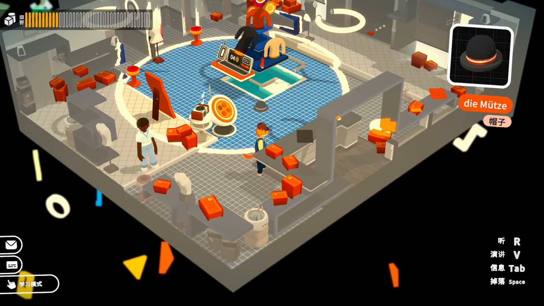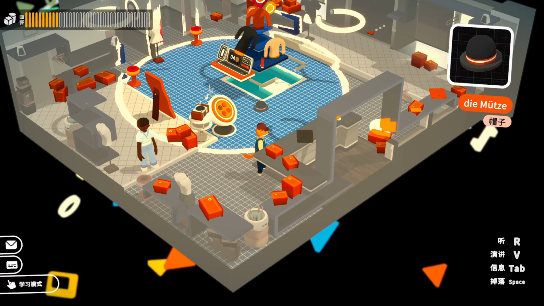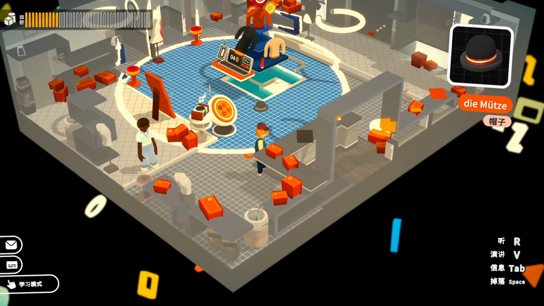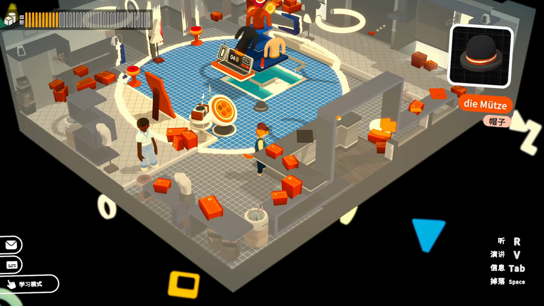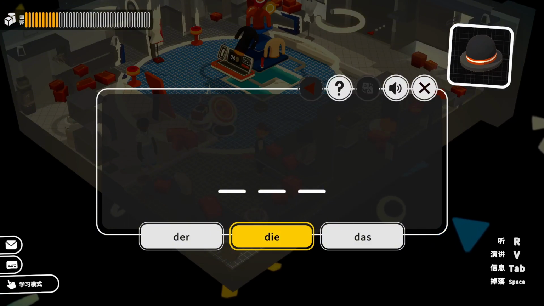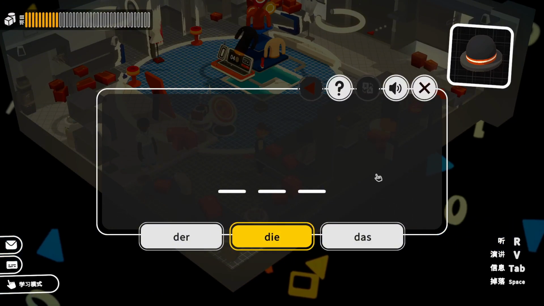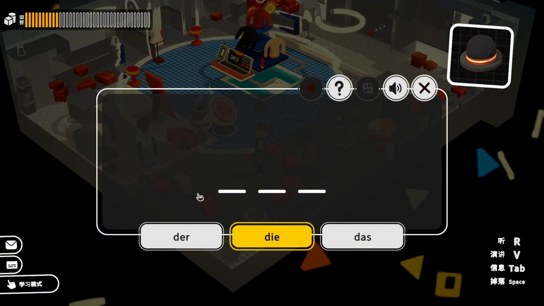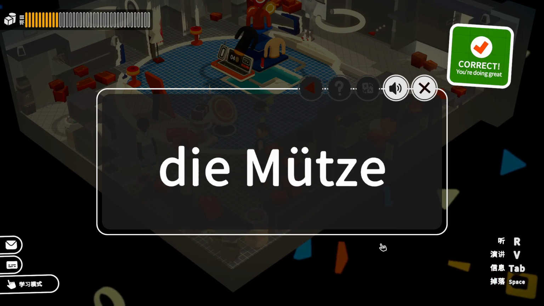Let's give it a try. Let's first listen to it. Die Mütze. And then practice. So the practice can be audio input or just like what I'm showing here, so spelling. It depends on the input method you chose. Here I choose to spell.